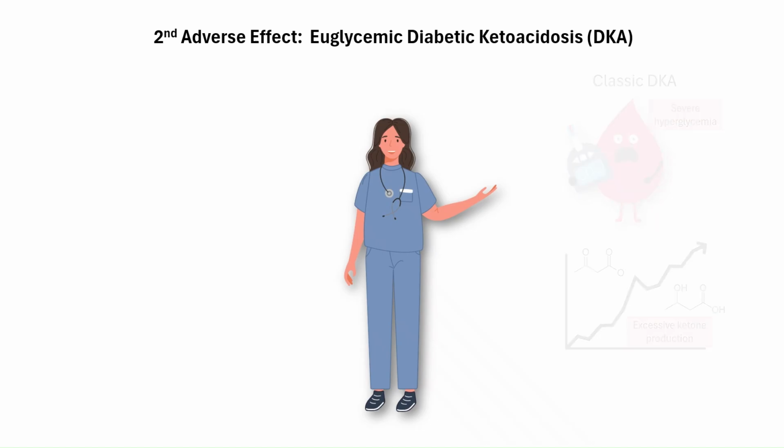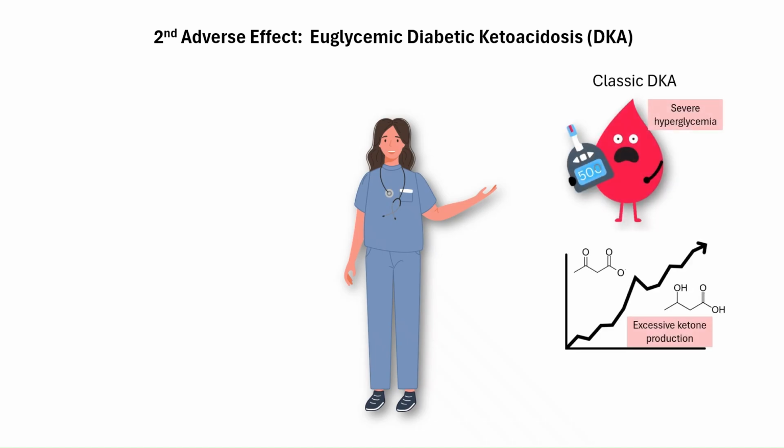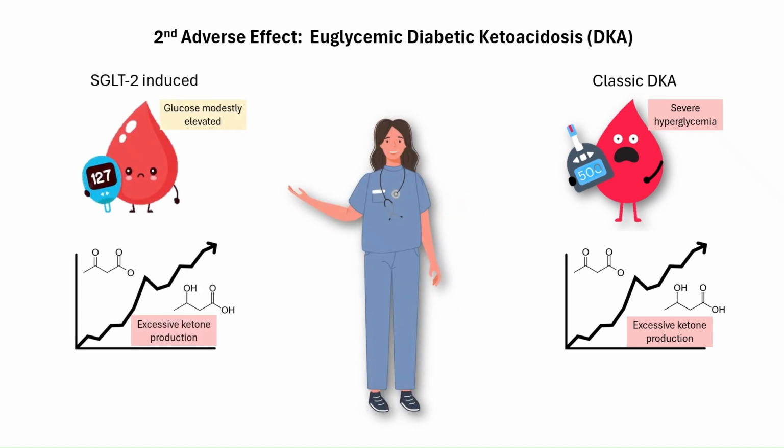In classic DKA, insulin deficiency causes both severe hyperglycemia and ketone production. But with SGLT-2 inhibitors, glucose is continuously excreted in urine. So even though ketone production is occurring, blood glucose remains only modestly elevated. The acidosis is real, the normal sugar is a mask. And that is why euglycemic DKA can be missed.